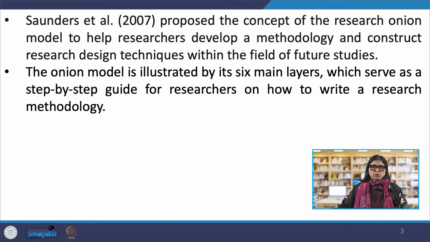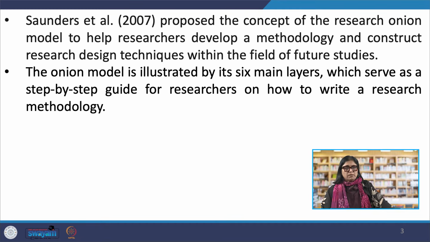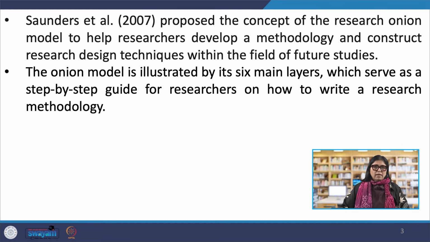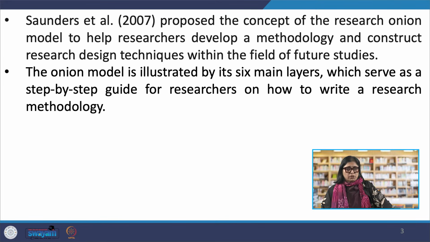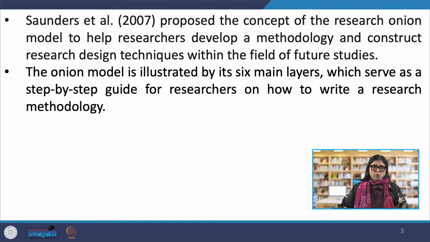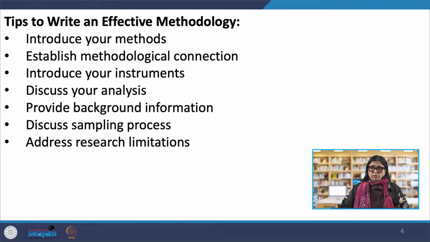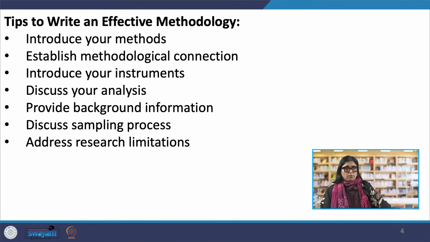Now, the concept of the research onion model helps researchers develop a methodology and construct research design techniques within the field of future study. The characteristic of the research onion model is illustrated by its 6 main layers, which serve as a step-by-step guide for researchers on how to write a research methodology. Now, introduce your methods. Introduce the methodological approach used in investigating your research problem. In one of the previous sections, your methodological approach can either be quantitative, qualitative, or mixed methods. Look for a methodology in research example that you can use as a reference.